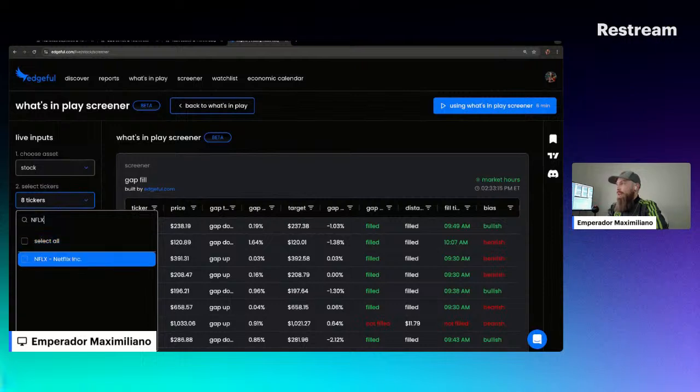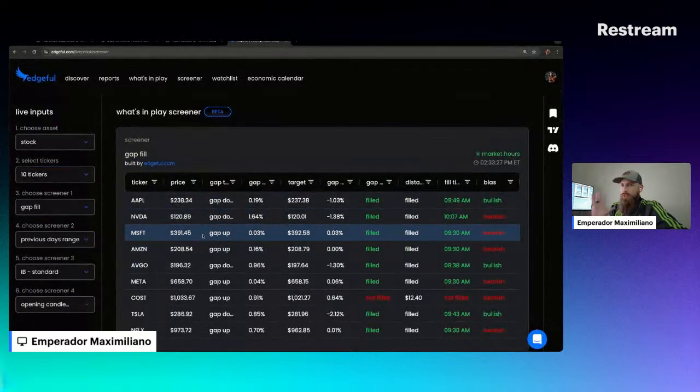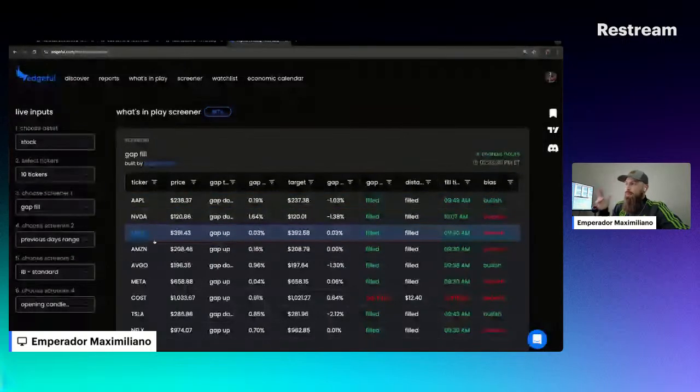NF, LX, Netflix, and Google. All right, there's my 10 tickers, and I can toggle these off at any point. Another thing that I like, I built this out for a certain reason. Let me show you this first, and then I'll show you one further step that I use this tool for. So Apple, Nvidia, Microsoft, Amazon, Broadcom, Meta, Costco, Tesla, Netflix.